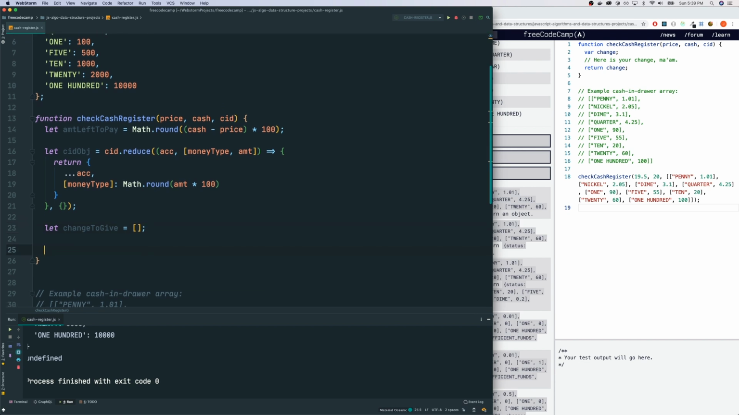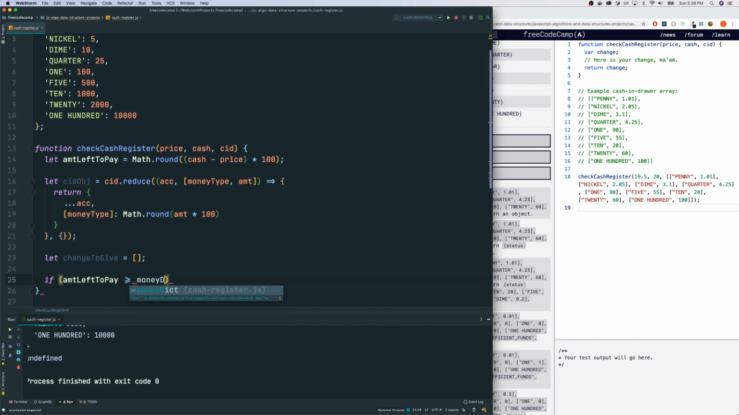So let's do this. The only time we will try to access $100 bills from our CID object is if the amount left to pay is greater or equal to the monetary value itself, in this case 10,000. So we could write 10,000 here, but this is bad practice. I would much rather use the money dictionary with 100 as a key. Again, this makes debugging easier later, trust me. All right, so if the amount left to pay is greater or equal to 100, and why are we doing this?